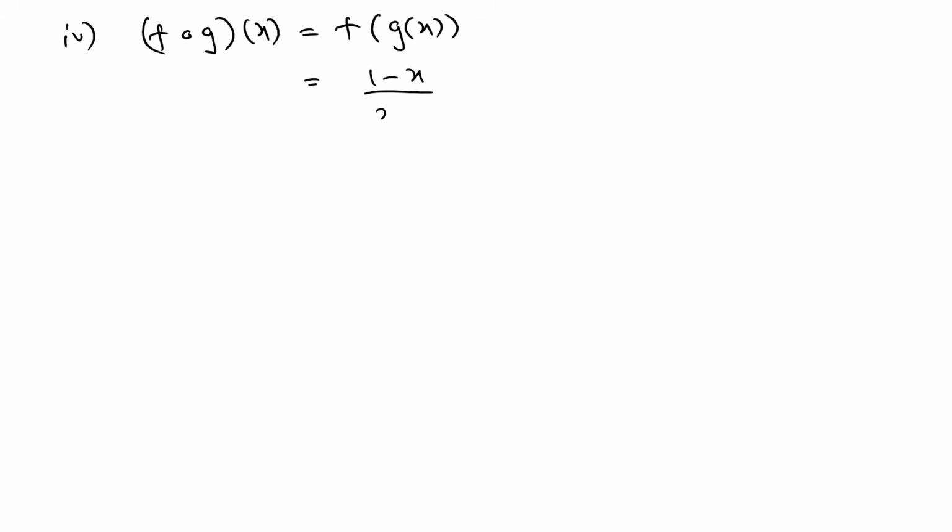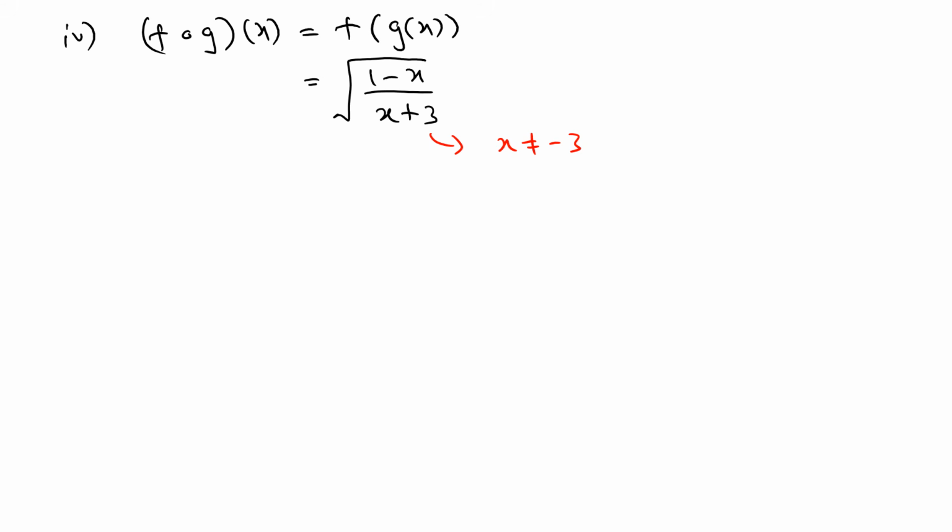And the last part. Now we have part 4. We're going to find the domain. So first we're going to do f circle g of x, which by the definition is f of g(x). So we're going to plug the g(x) function into f. That means the square root of (1 minus x) over (x plus 3). And then this says that x cannot be negative 3.